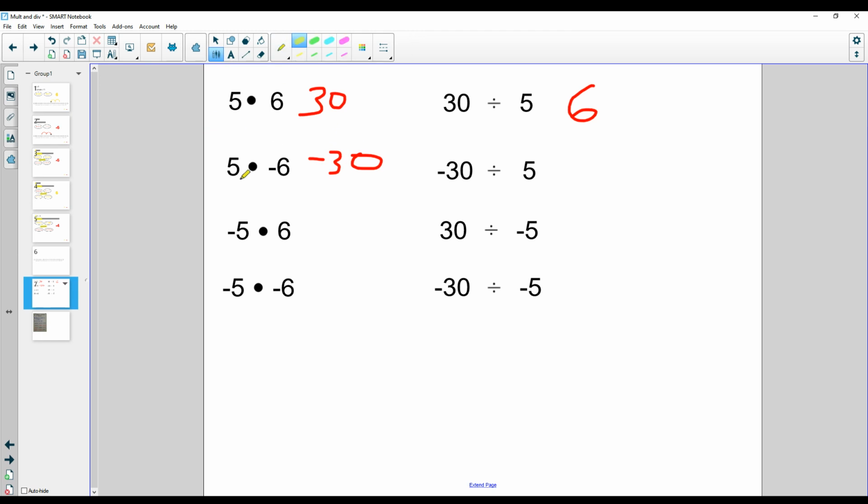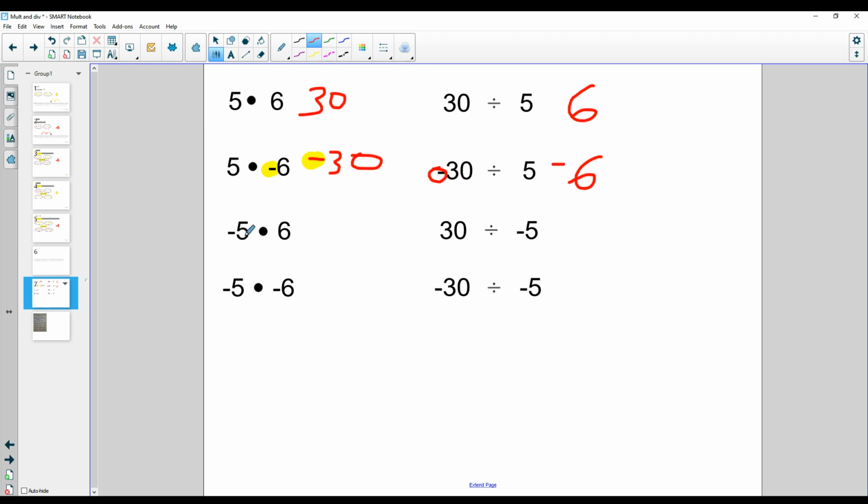So what I do is I just multiply normally. 5 times 6 is 30. This negative means you do the opposite of 30, which is negative 30. Same thing here. Let's just look at the numbers only. 30 divided by 5 is 6. But this negative on the outside is saying you do the opposite of it. Opposite of 6 is negative 6.